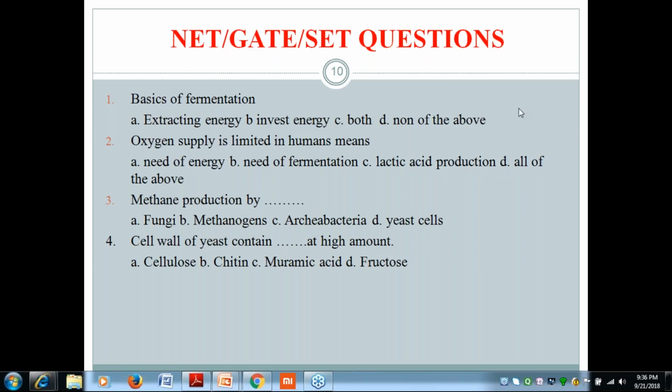Option C. Okay, wait. No, option C is not correct actually. Extracting energy, option A is correct because we are extracting the energy from the raw material by using the microbes. So, Akanksha, very good answer.